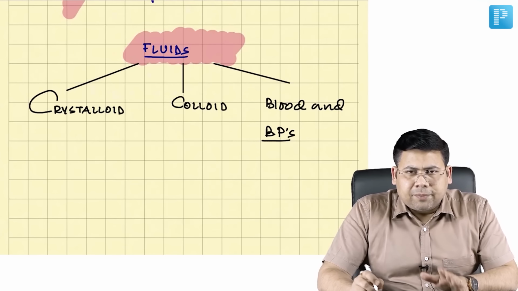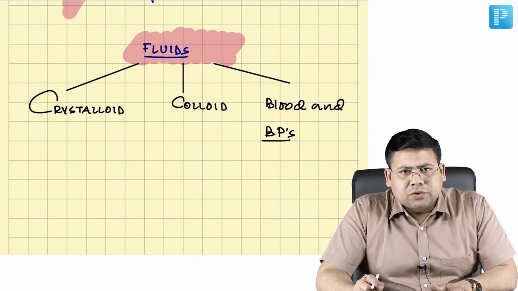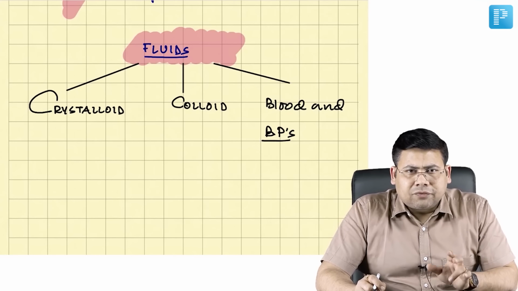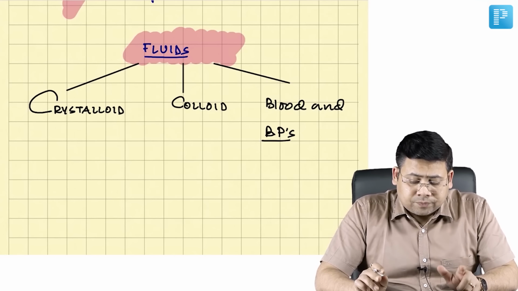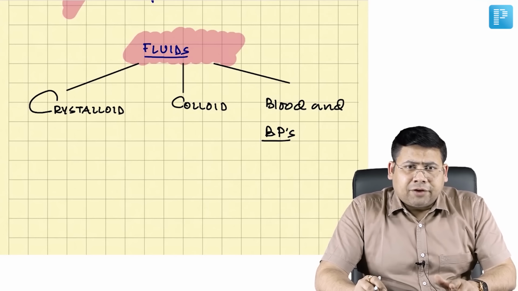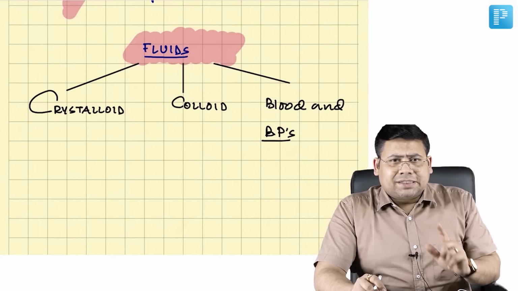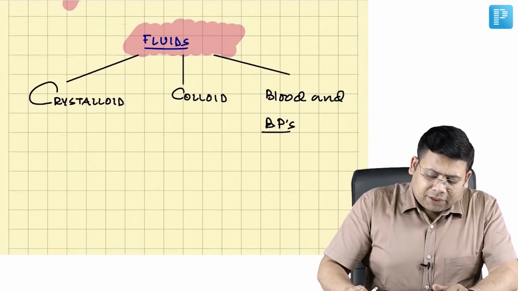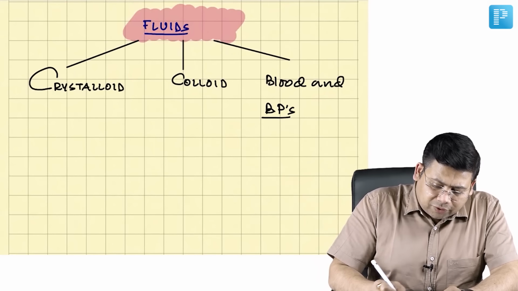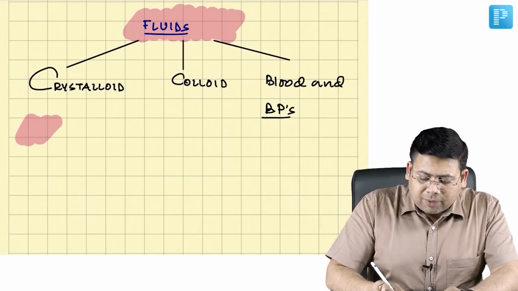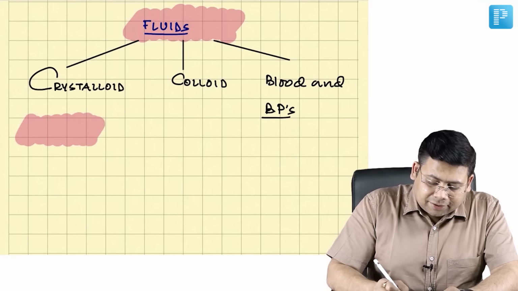Crystalloids are generally preferred in case of what? Hypovolemic shock. They are actually the first line of fluids which are used in what? Trauma. Crystalloids. Colloids are generally avoided in the first 12 to 24 hours. We'll see in detail why this happens. But remember, what are the types of crystalloids which are available? We have to remember them under three categories.